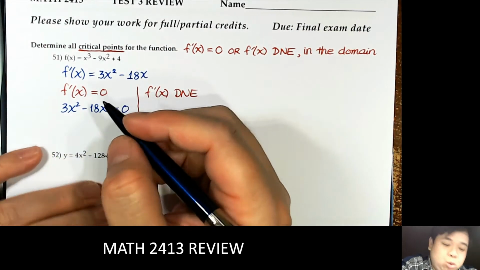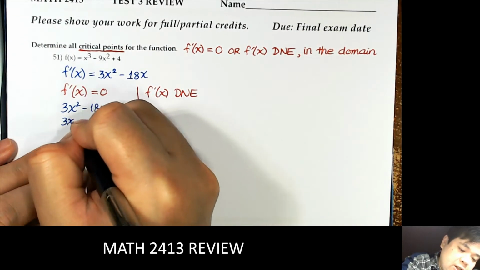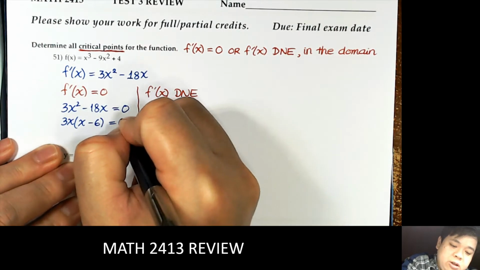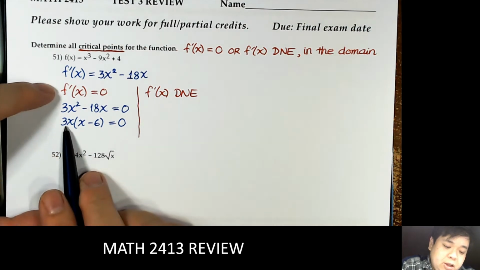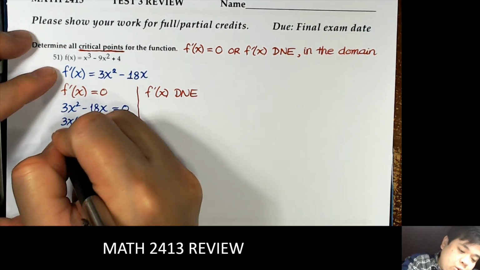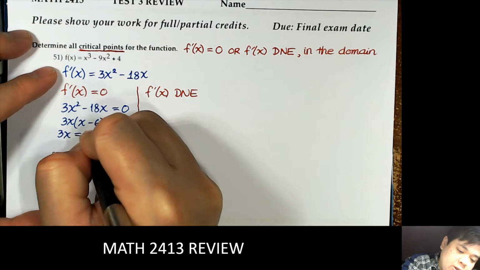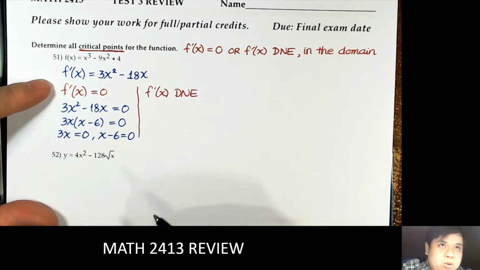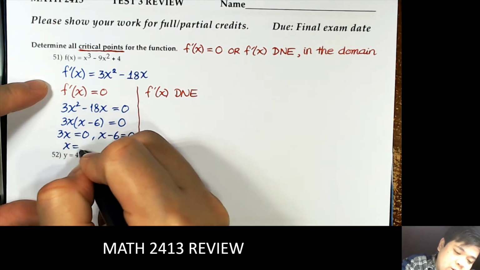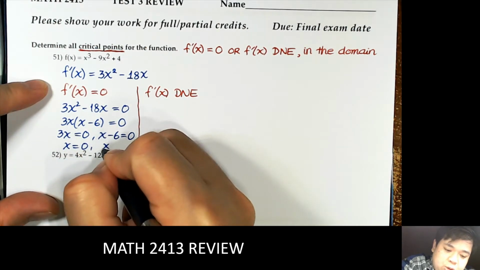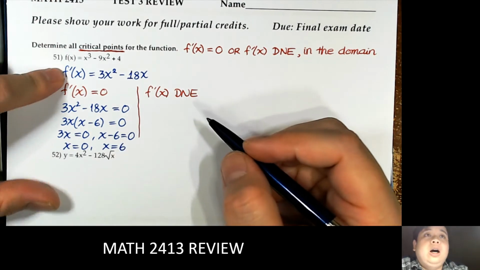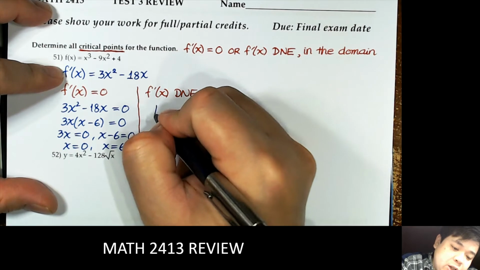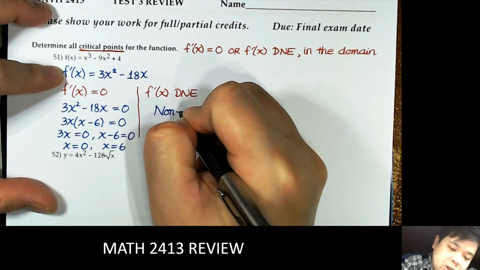We can factor out 3x, and we have x minus 6 equal to 0. So 3x is 0 or x minus 6 equals 0. 3x equals 0, so x equals 0 and x equals 6. The derivative is a polynomial, so this is defined everywhere. So here we don't have anything where it does not exist.